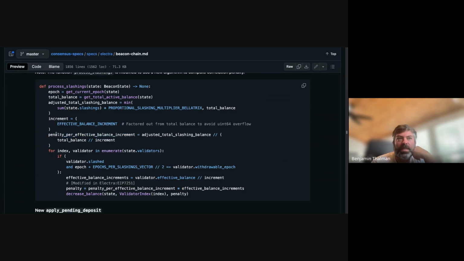In other words, again, it's exactly what it says here, penalty per effective balance increment. So for every balance increment you have, that is the equivalent of 1 ETH, you pay this penalty. That's the way to think about it. It's a multiplier.